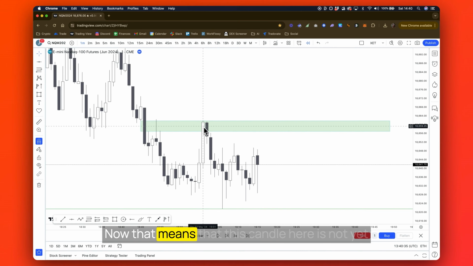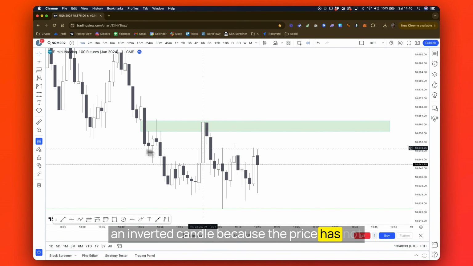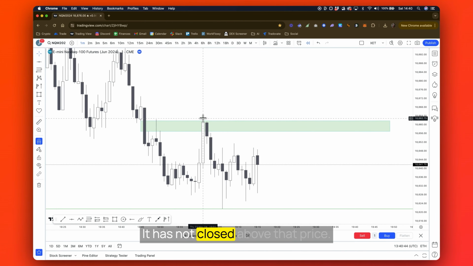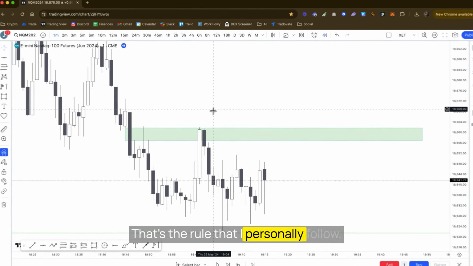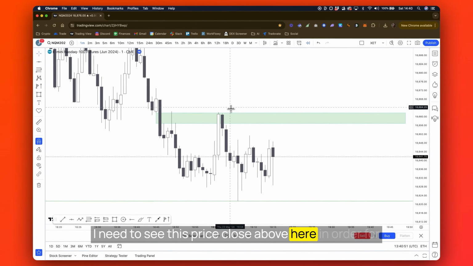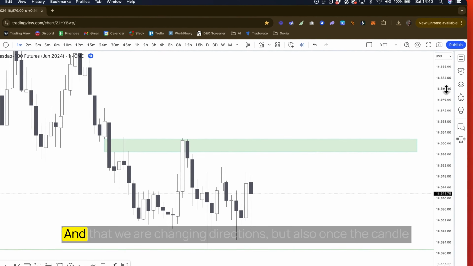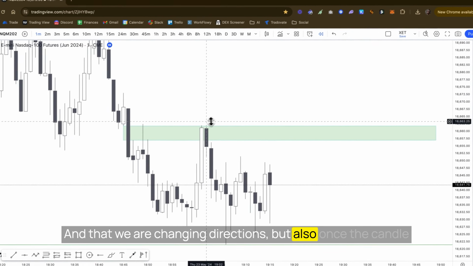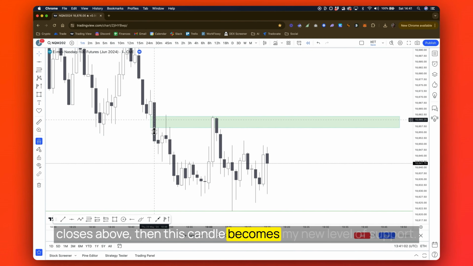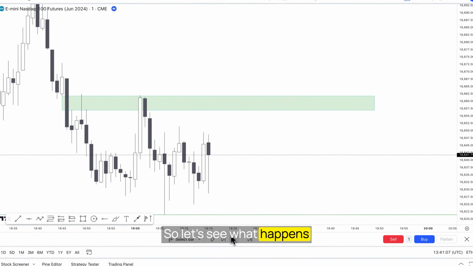Now, that means that this candle here is not yet an inverted candle because the price has not overcome the entire part of the fair value gap yet. It has not closed above that price. That's the rule that I personally follow. I need to see this price close above here in order for me to determine that market structure has changed and that we are changing directions. But also, once the candle closes above, then this candle becomes my new level of support. So let's see what happens.